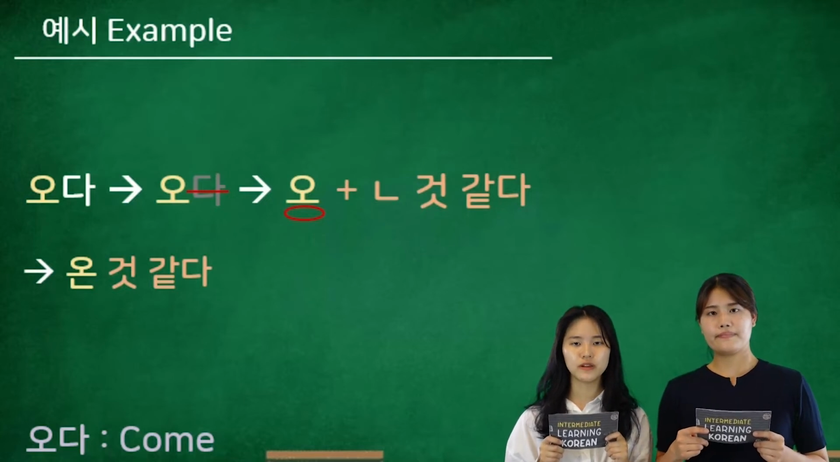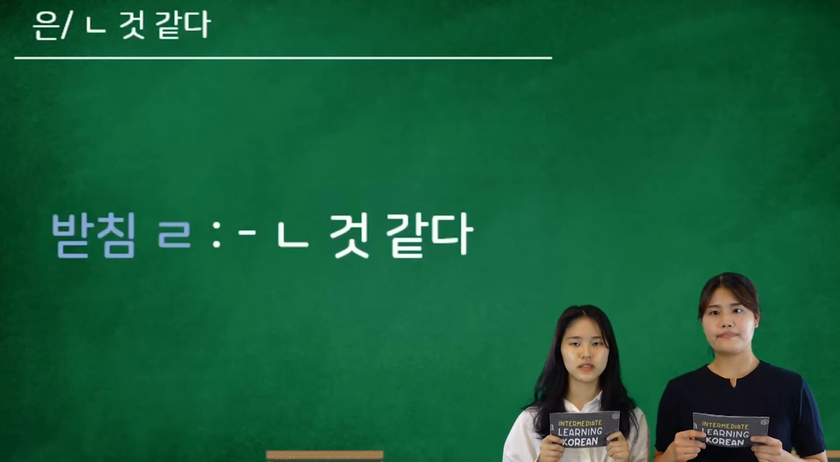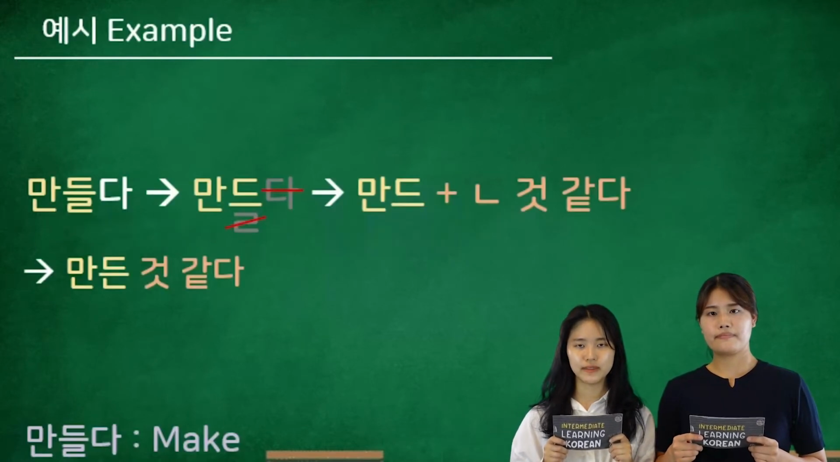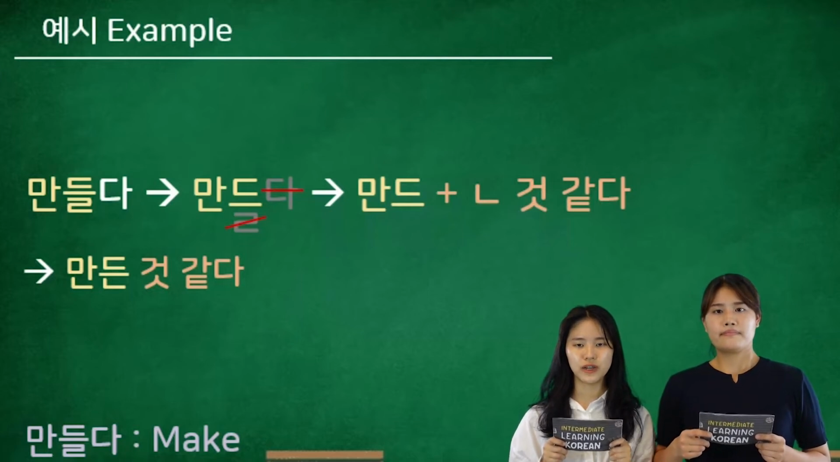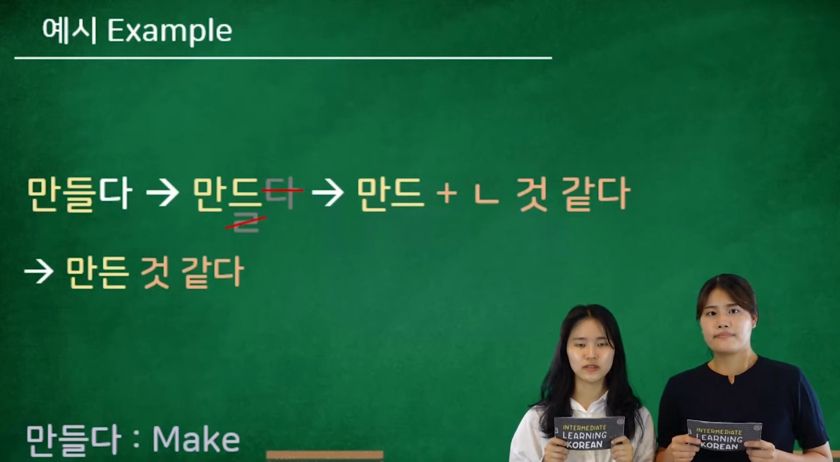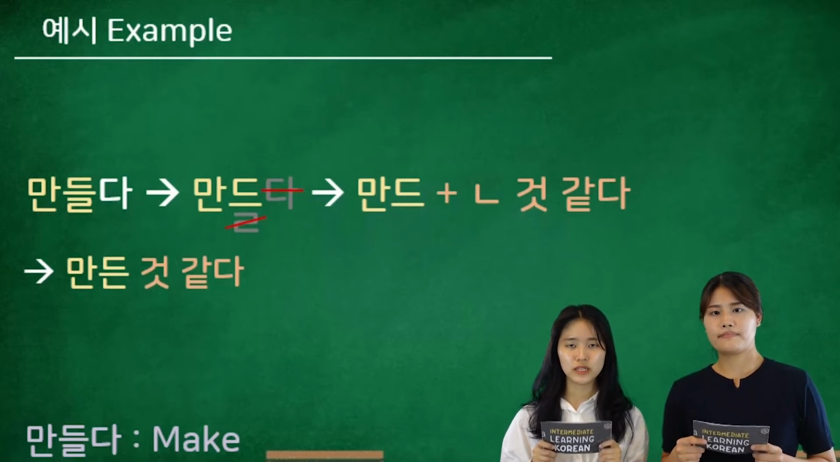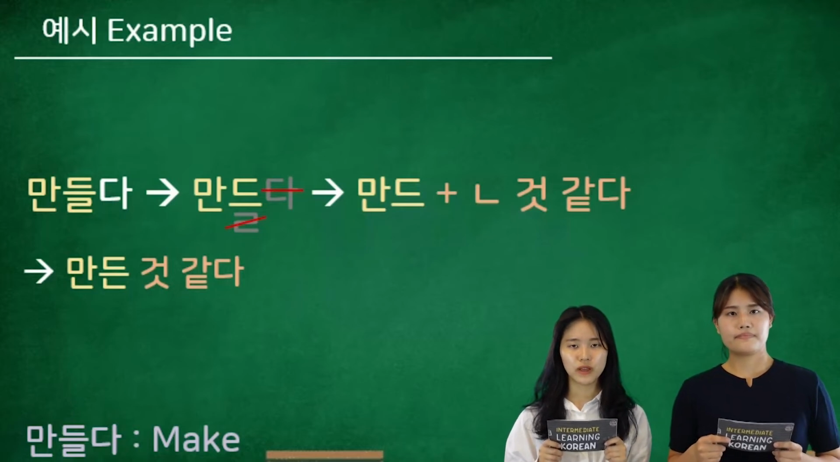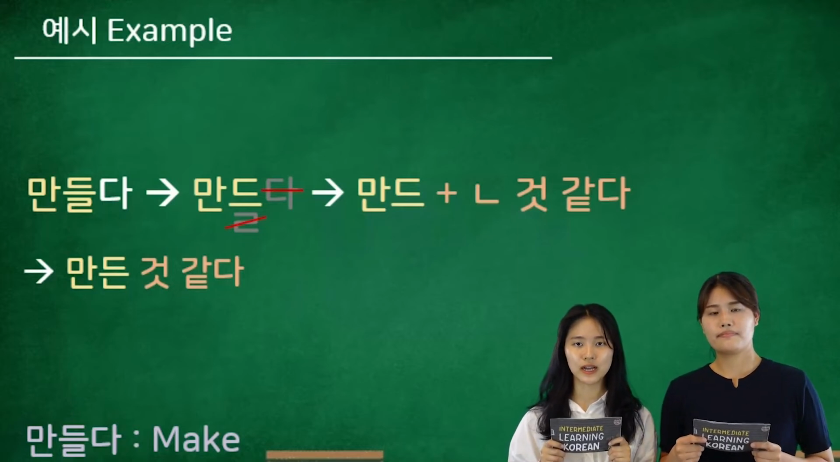Yes, even when the final consonant is 리을, 니은 것 같다 is used. For example, if you see the verb 만들다, first delete 다, then you can see that the final consonant is 리을 in the stem of the verb. Then first we remove 리을 and add 니은 것 같다 after it. So it becomes 만든 것 같다.